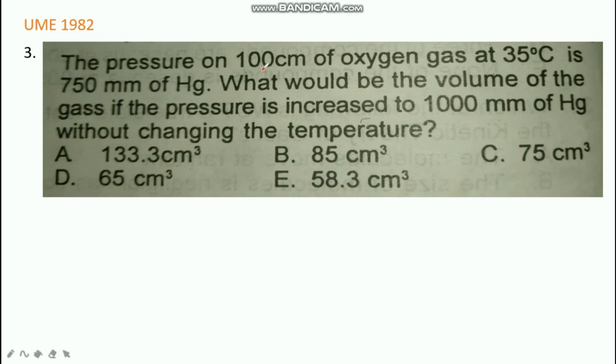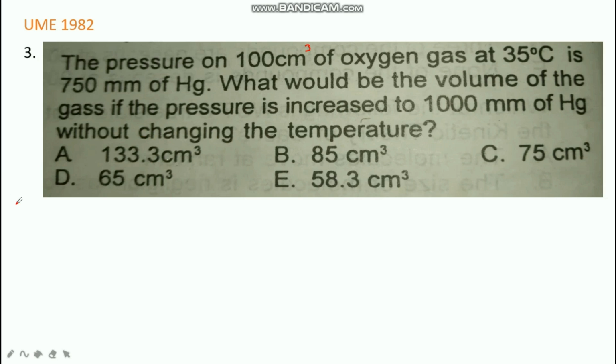The pressure on, I'm pretty sure this is meant to be cubic centimeter, the pressure on 100 cubic centimeter of oxygen gas at 35 degrees Celsius is 750 millimeter of mercury. What would be the volume of the gas? A lot of typos here. If the pressure is increased to 1000 millimeter of mercury without changing the temperature.